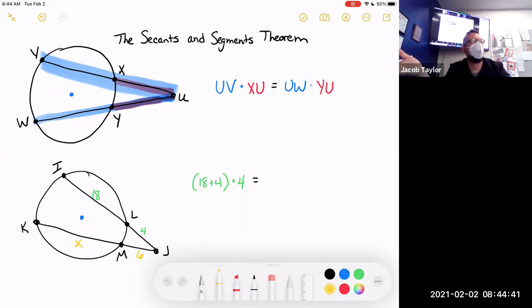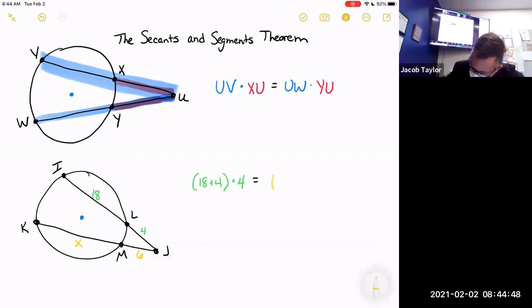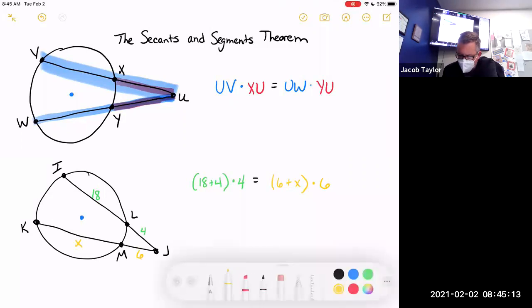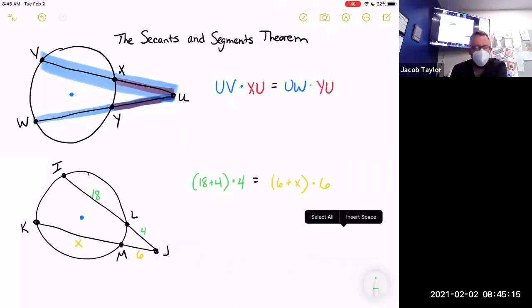Someone else say 6x? Correct. No, 6 plus x. Thank you. See, if I want to know how long the segment is, I add the two pieces together. I don't multiply them. And that is going to be multiplied by 6, the outside piece, which is 6. I made that same mistake. I wrote 6x on my paper. So 18 plus 4 times 4 is going to be, thank you, 88.